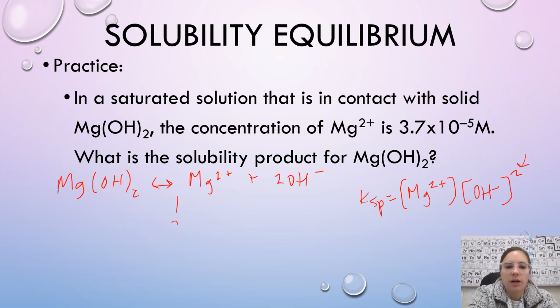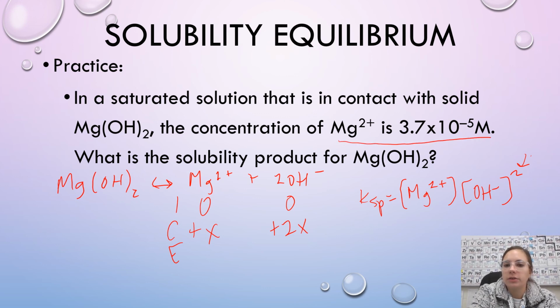All right, so then our ICE chart, we don't have any to begin with. This is going to be plus X. This is going to be plus 2X. What am I given in my problem? Concentration of magnesium is 3.7 times 10 to the negative 5. So I'm going to plug that in here.